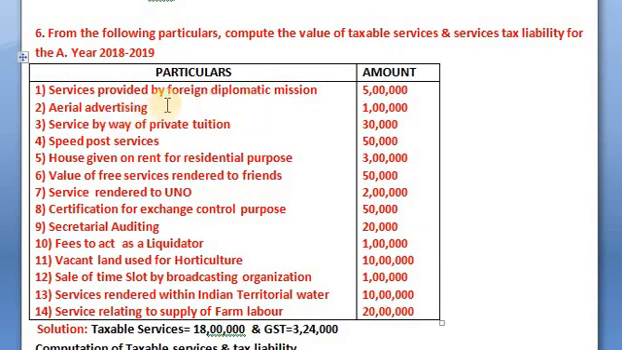Now, services provided by a foreign diplomatic mission. As I told, foreign diplomatic missions, any particular missions or organizations, those things are exempted from GST. Services provided by or to, it can be either way. By the foreign diplomatic mission, 5 lakhs they have given, so this transaction is exempted from GST.